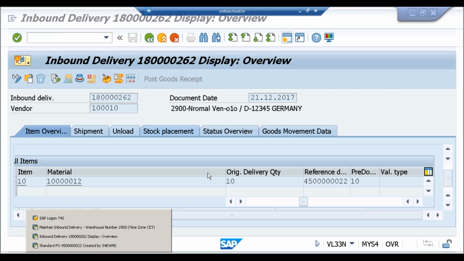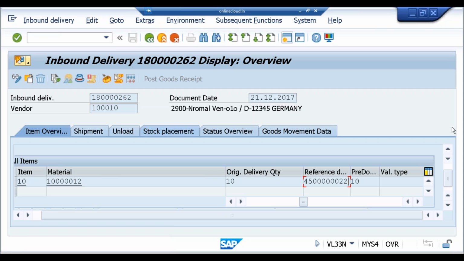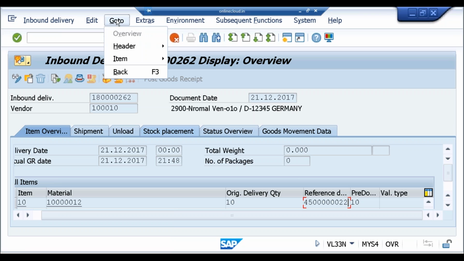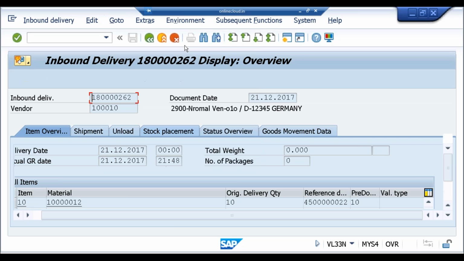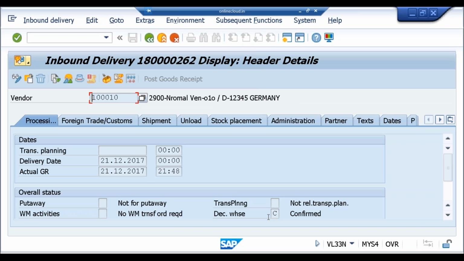Okay, so in the system it will be showing here at the header level processing. This is the decentralized warehouse process. Okay, the decentralized warehouse process, like when it is at the Extended Warehouse Management, it will show as a decentralized warehouse. Here you will have the tab. Here it will have the status.